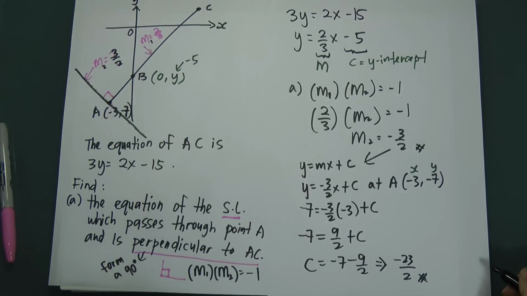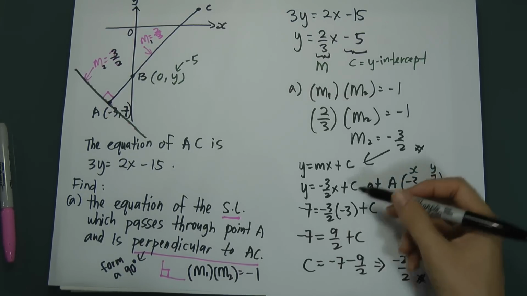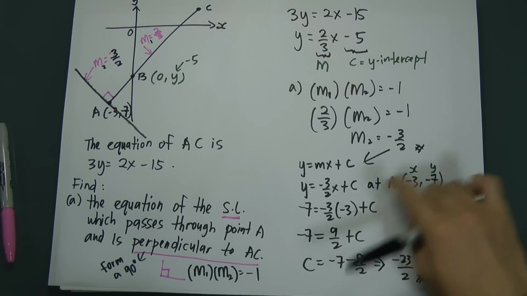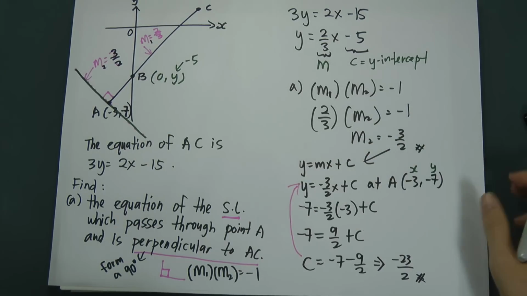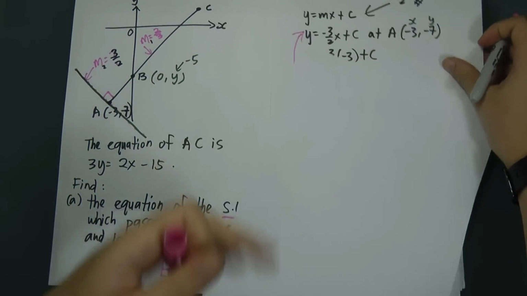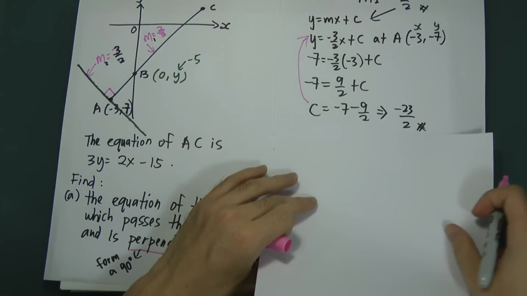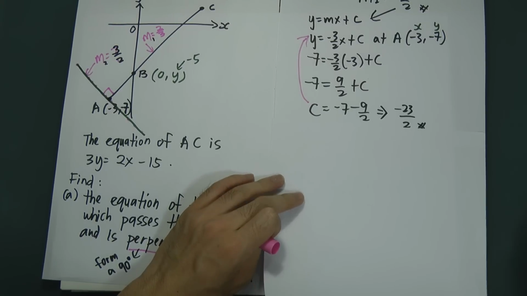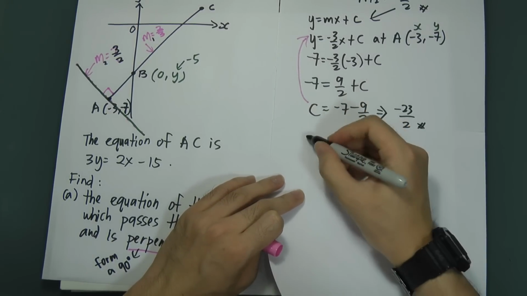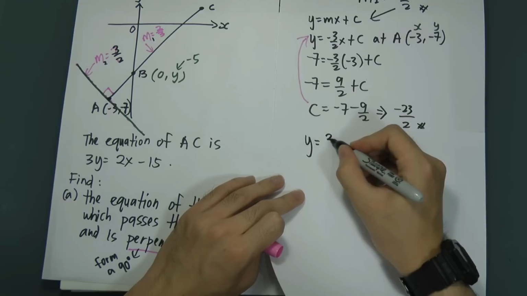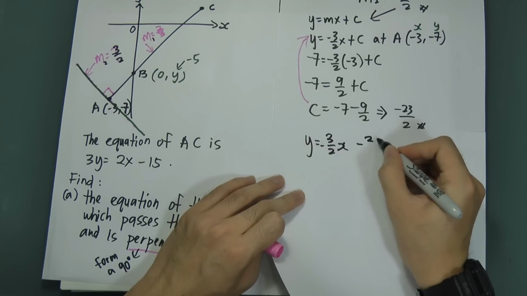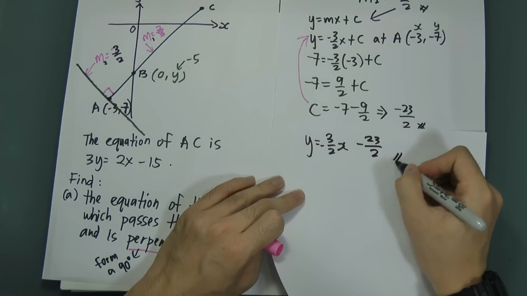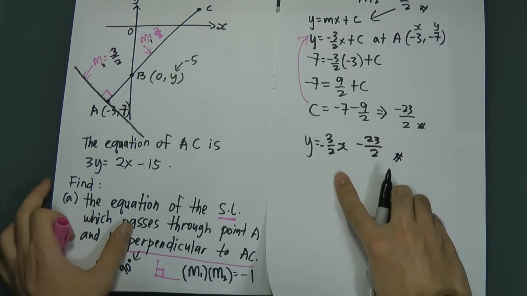After that, what did he ask for? He asked for the equation, right? You must remember to substitute the c back to here. So if we substitute this back, we will get y equals negative 3 over 2x minus 23 over 2. This is the equation of AC.